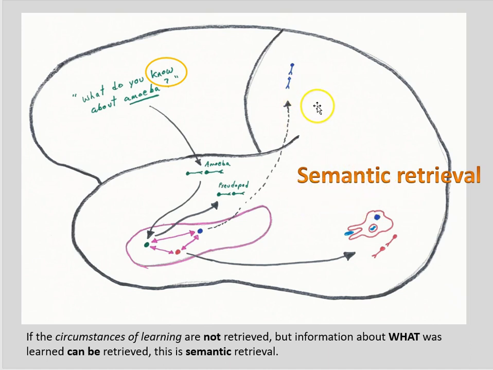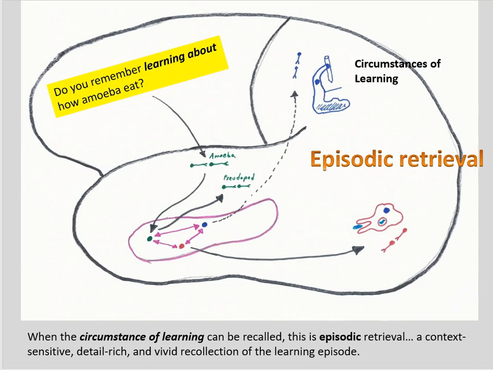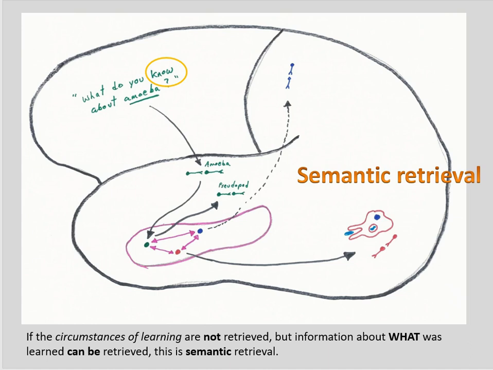And I've indicated the difference here is that we're not reliving the feel of having our hands on the microscope. That's not being reactivated. Whereas in episodic retrieval, it's a more detailed, context-rich, more of a reliving of the learning event, whereas in semantic retrieval, we're just getting at the information, what was learned the day before.